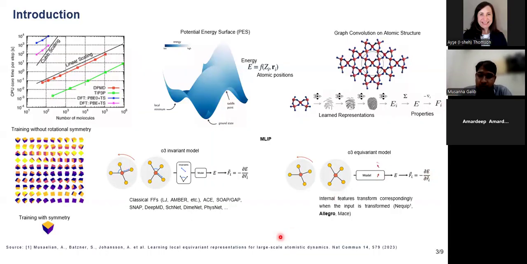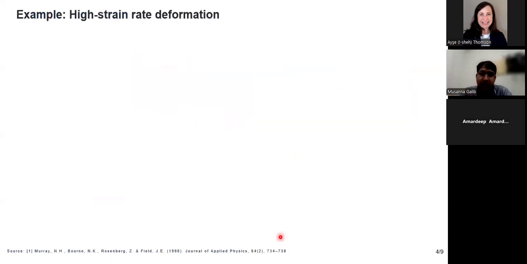I'll not go through the different kinds of potentials, but we can divide them into two categories. One is the invariant model, and the other is the equivariant model. In the invariant model, if you rotate the structure, the values will not change. They just stay fixed. But for the equivariant model, if you rotate the structure, the energy value will be fixed, but the forces will change accordingly to keep the system balanced.